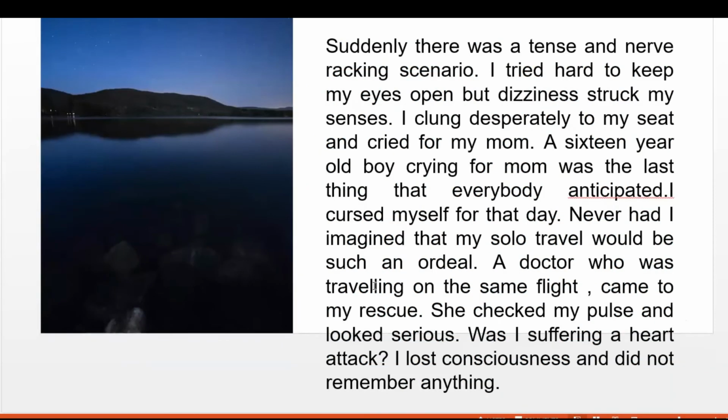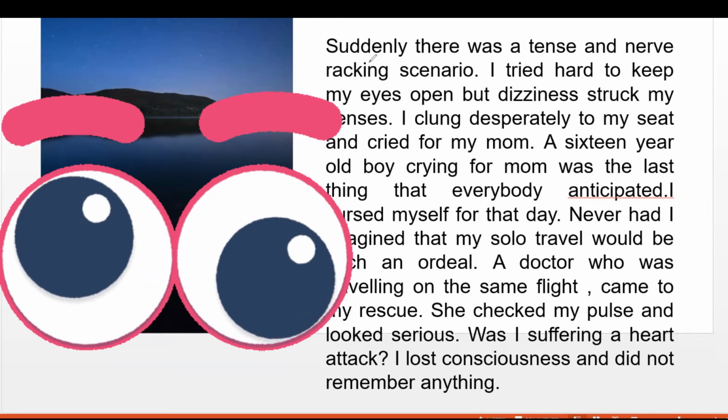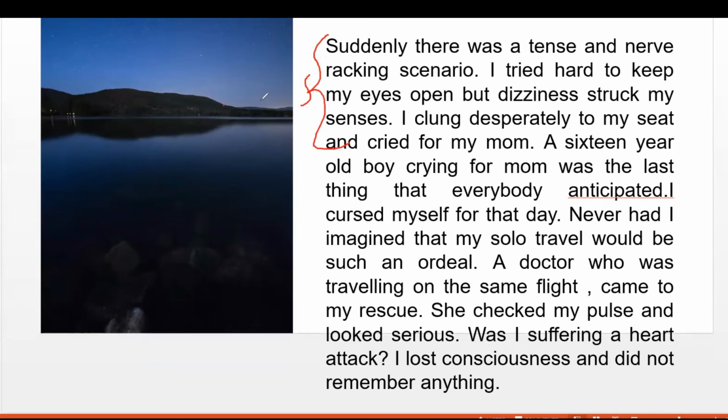Suddenly, in the next part, there was a tense and nerve-wracking scenario. I tried hard to keep my eyes open, but dizziness struck my senses. I clung desperately to my seat and cried for my mom. Students, this is what you can term as the climax. When you feel that everything is over and you are extremely disappointed and devastated about what is going to happen to you now. A 16-year-old boy crying for mom was the last thing that everybody anticipated.